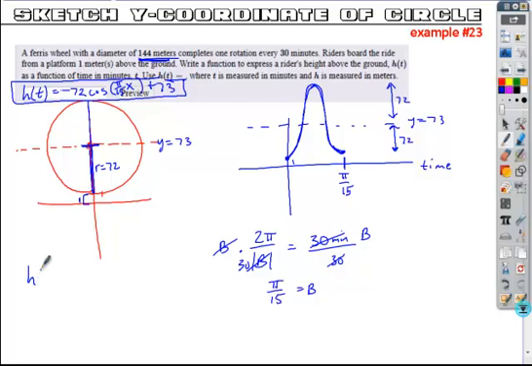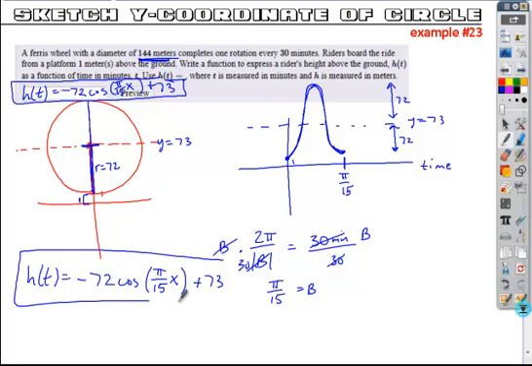Again, h of t is equal to my amplitude, and the negative indicates my cosine starts at the minimum. My function is cosine. There's no shift, so my b value based on the period is pi over 15 x, and then my midline is at 73, and so that is my final solution.